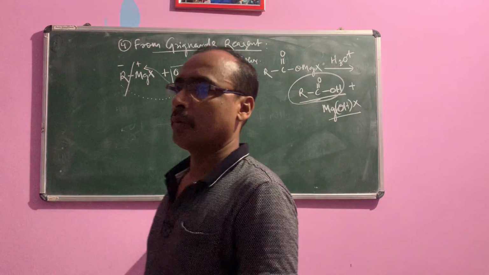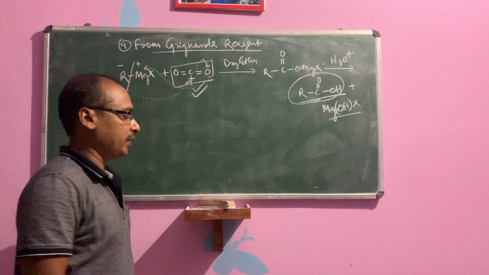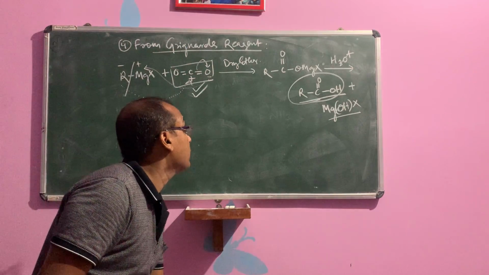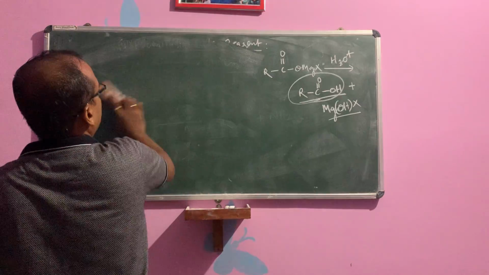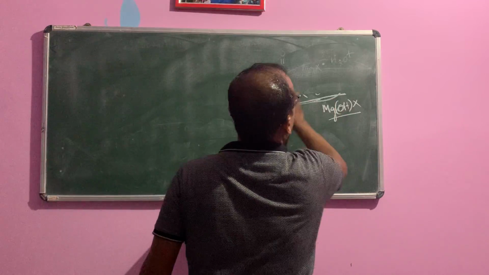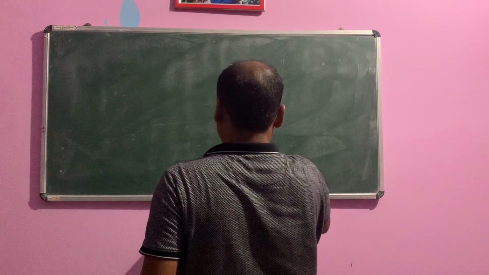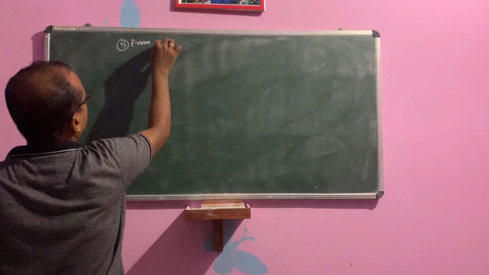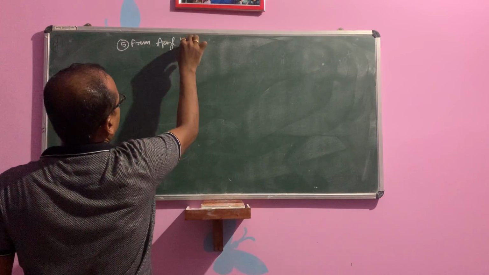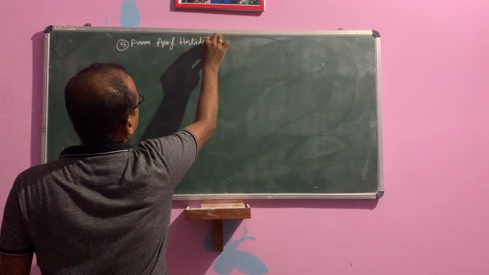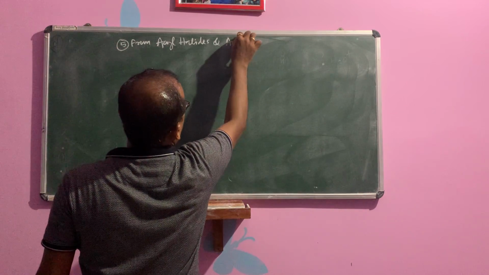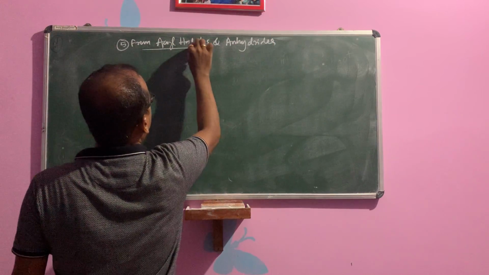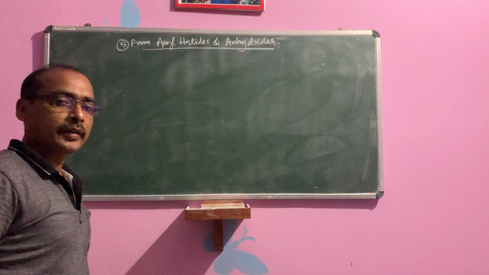Then next is from acyl halide and anhydride. The last, the fifth preparation, the fourth one done and now the fifth preparation, from acyl halide and anhydride.